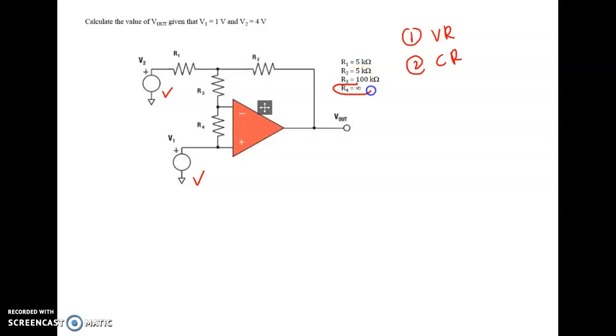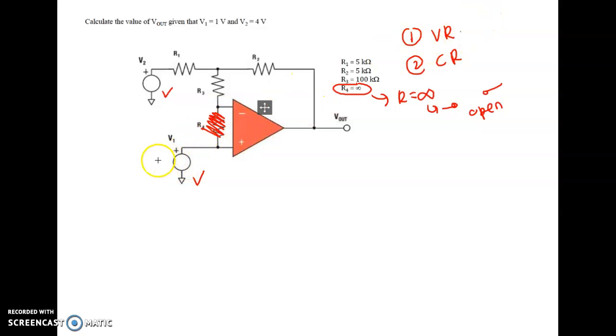Given here, R4 is equal to infinite. So what does it mean by R is equal to infinite? It means that the R is very high and the circuit will be open. It's like your capacitor in chapter 5 and 6. Okay. So it means here you don't have R4. So when you don't have R4, then you need to use the voltage rule.